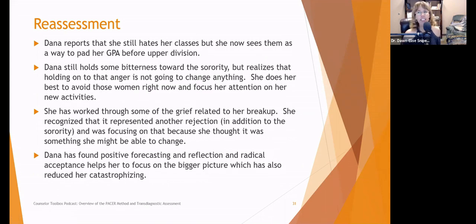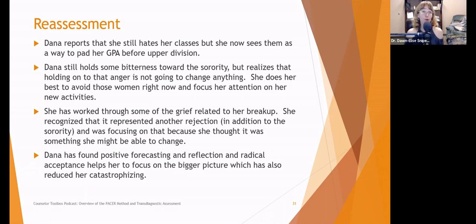Dana reports that she still hates her classes, but she now sees them as a way to pad her GPA before upper division, which she envisions as being harder. She still holds some bitterness towards the sorority, but realizes that holding on to that anger is not going to change anything. She does her best to avoid those women right now and focuses her attention on new activities.